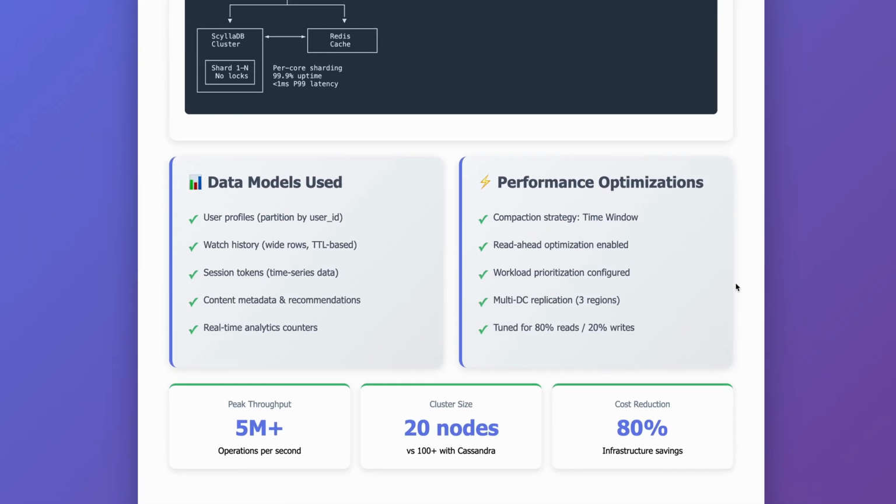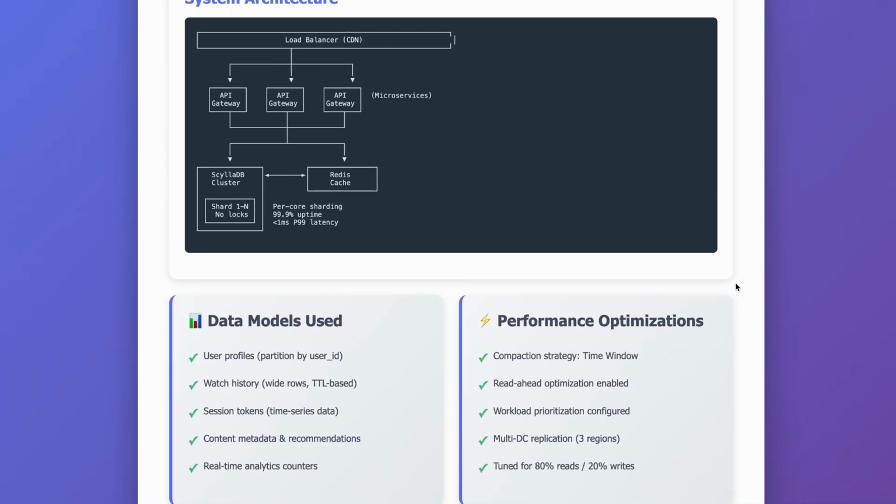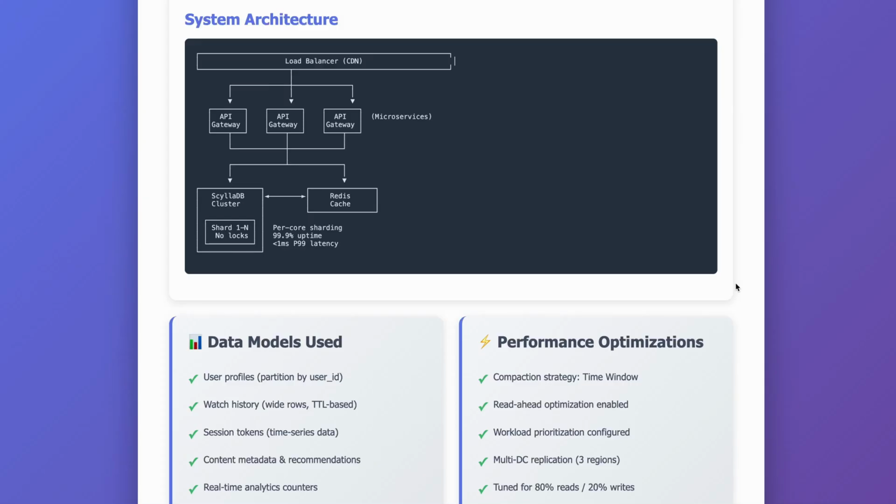Their system architecture starts with a load balancer and CDN layer, distributing traffic across multiple API gateways that handle their microservices. These gateways connect to their ScyllaDB cluster, which uses per-core sharding with no locks, maintains 99.9% uptime, and delivers less than 1 millisecond P99 latency. They also use Redis for caching.